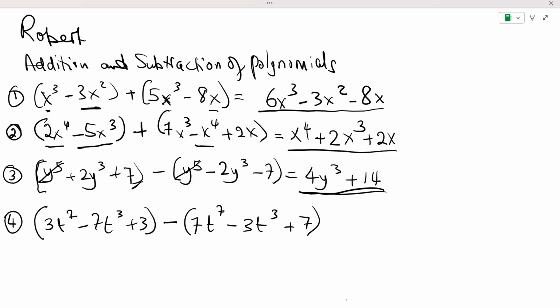So again, we look for similar terms. 3t to the power 7 minus 7t to the power 7. This one will give us a total of minus 4t to the power 7. Then we look for the term with t to the power 3, which is similar to that one. So it's minus 7t cubed minus 3t cubed. So this one will leave us with a negative. It will be negative 4t cubed.